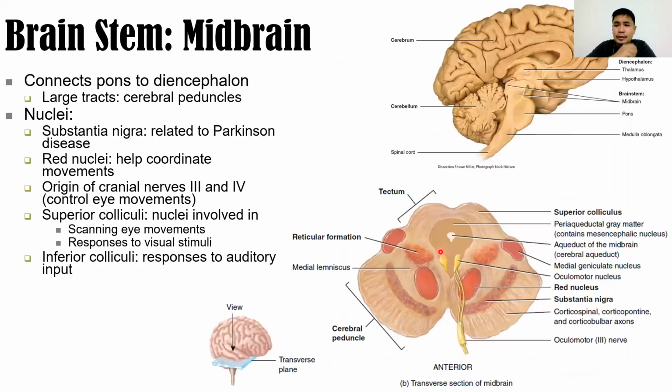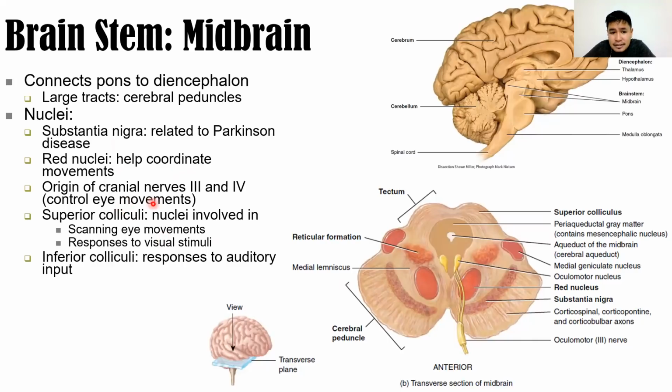How about your midbrain? Your midbrain is still part of your brainstem and it connects the pons to the diencephalon. So your pons connects your medulla oblongata to your midbrain and above. Your midbrain connects the pons to the diencephalon above. And your midbrain is composed of different nuclei. Substantia nigra is related to Parkinson's disease. There's a problem with the substantia nigra. Red nuclei help in coordination of movements.